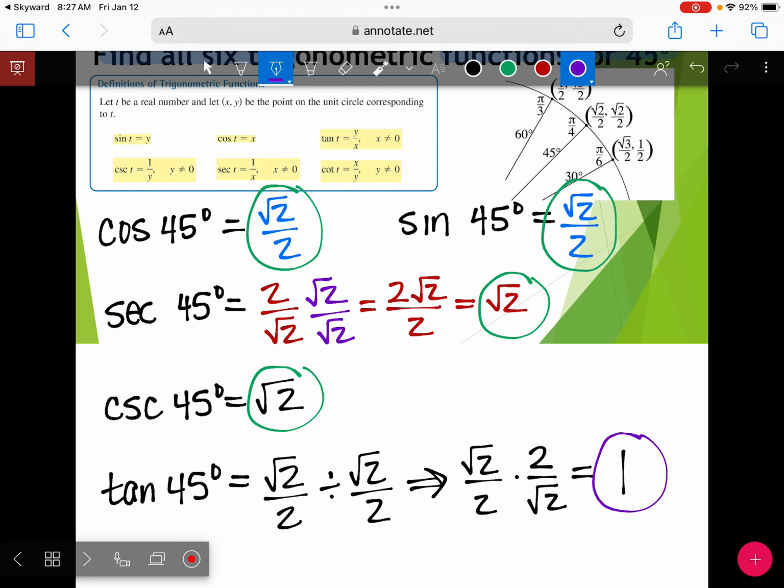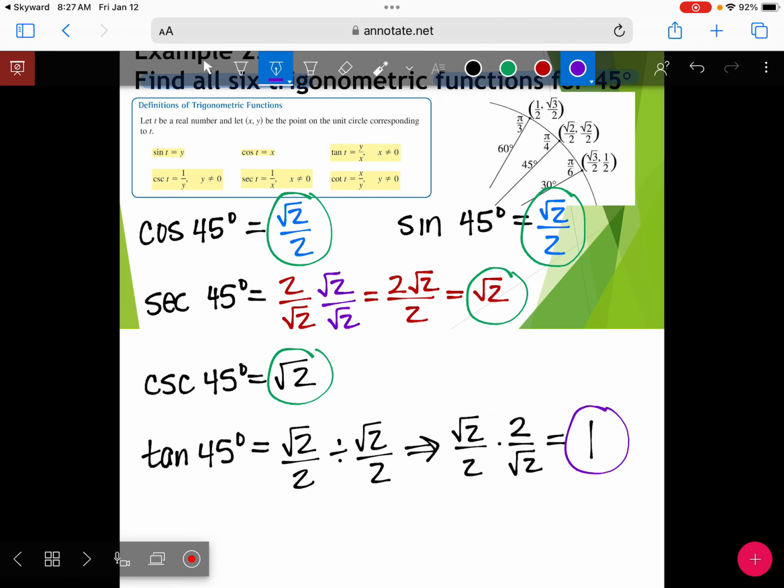Anytime you divide 2 numbers that are the same, you get 1. 10 divided by 10 is 1. A million divided by a million is 1. The square root of 2 over 2 divided by the square root of 2 over 2 is 1. So what do you think our cotangent is going to be? It's going to be 1. Quadrant 1 is the easiest quadrant to work in because everything is positive. You don't have to worry about which ones are negative. And that is it. So we did all 6.